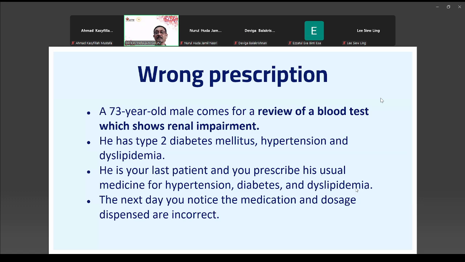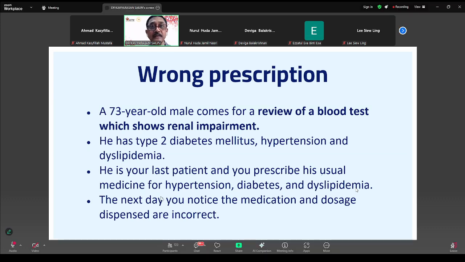Did you have the morning session about wrong prescription by the lawyer? Did you all have a session on wrong prescription? Shall I go? Yes.